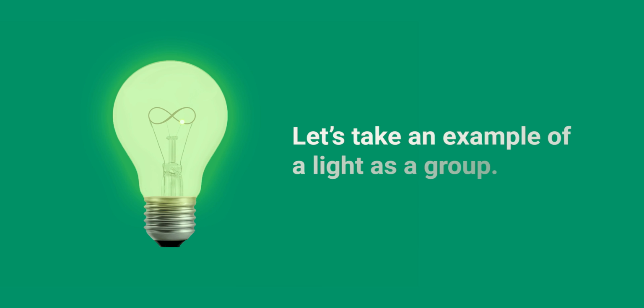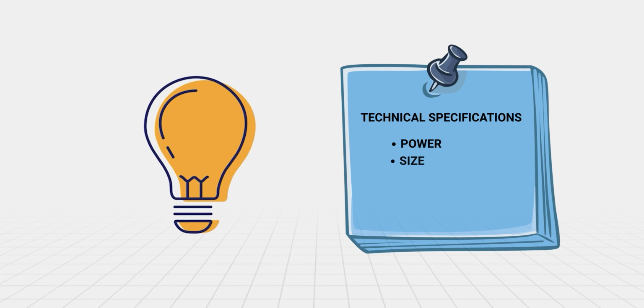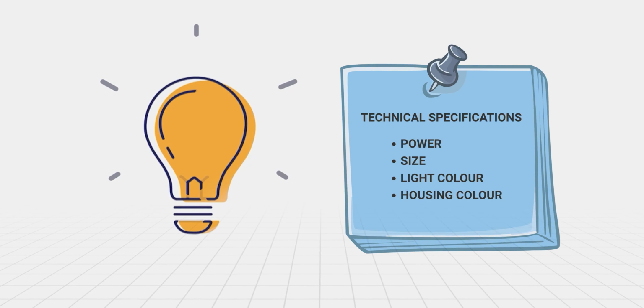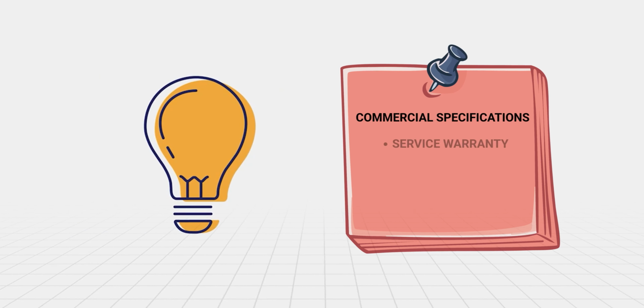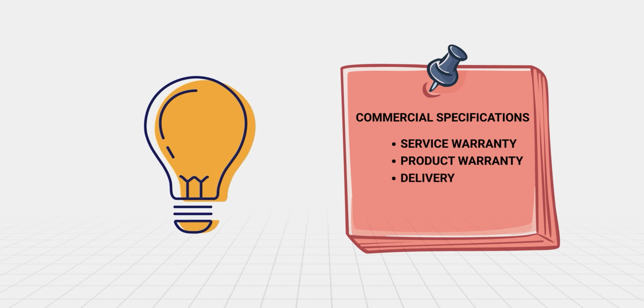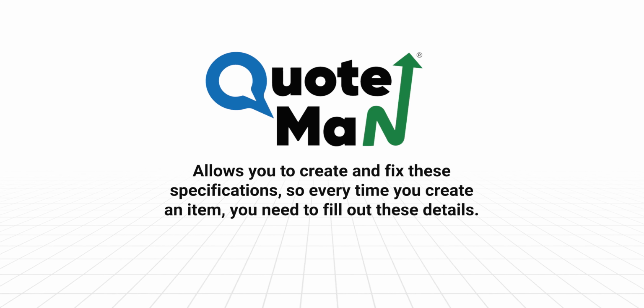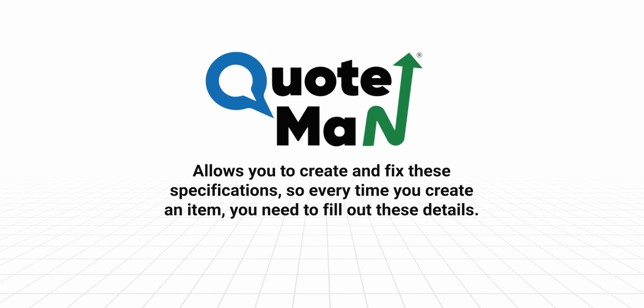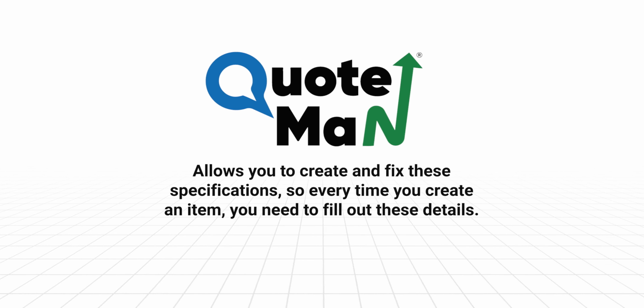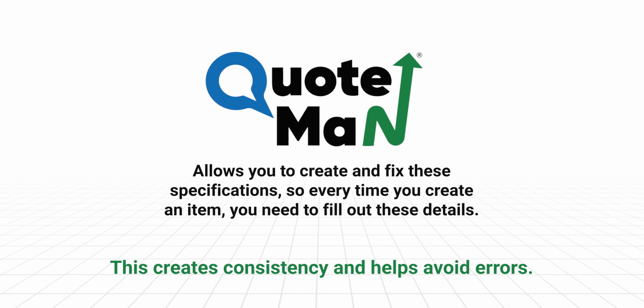Let's take an example of a light as a group. Now lights have fixed technical specifications such as power, size, light color, housing color, etc. and commercial specifications such as service warranty, product warranty and delivery. QuoteMan allows you to create and fix these specifications, so every time you create an item, you need to fill out these details. This creates consistency and helps avoid errors.